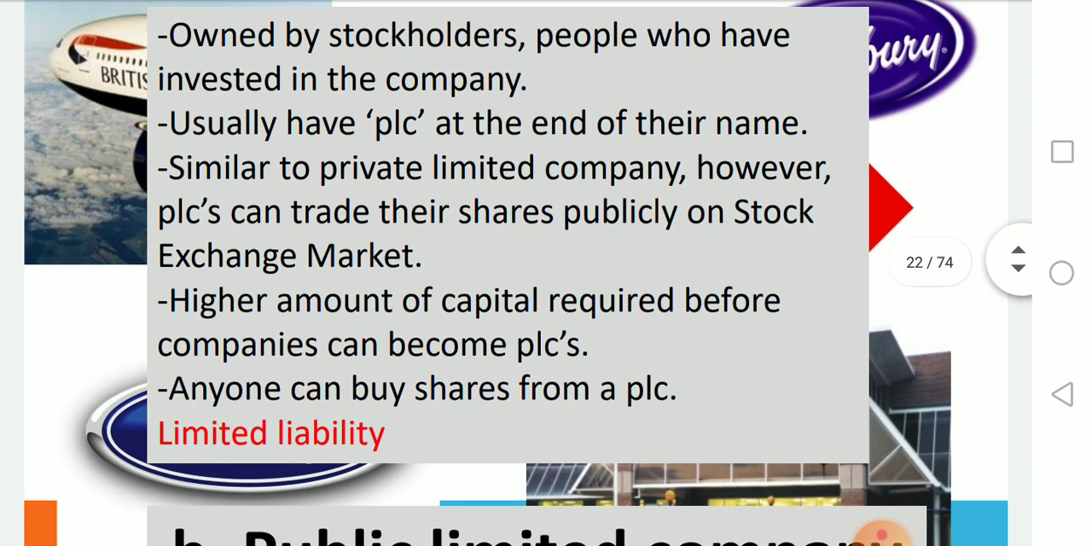A higher amount of capital is required before companies can become a PLC, because it needs more and more money to become a big company to share in the stock exchange market. Anyone can buy shares from a PLC, with limited liability.